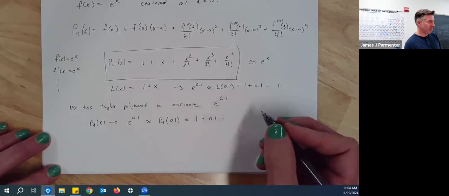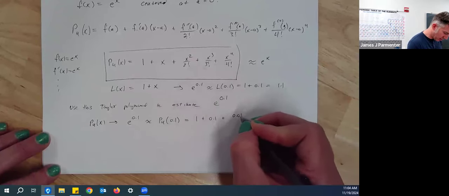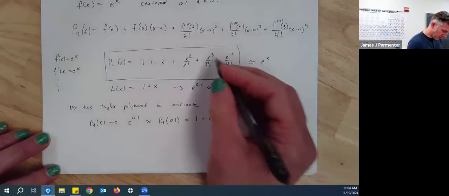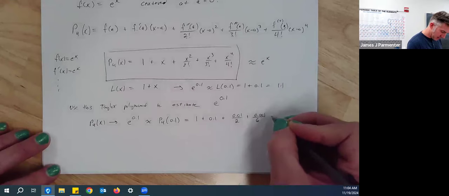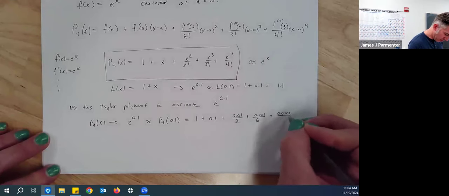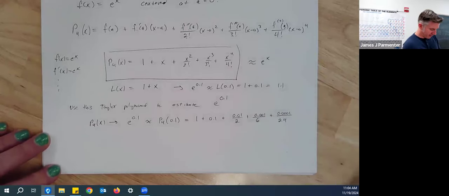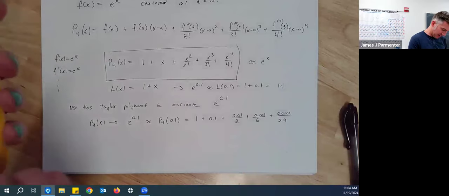Okay, let's be smart about this. I don't want to write out 0.1 squared. 0.1 squared is 0.01 over 2. 0.1 cubed is 0.001 over 6. And then 0.1 to the fourth is 0.0001 over 24. And I forgot about those divisions there, so that's fine. We'll do it, because I do kind of want to see how close we are.